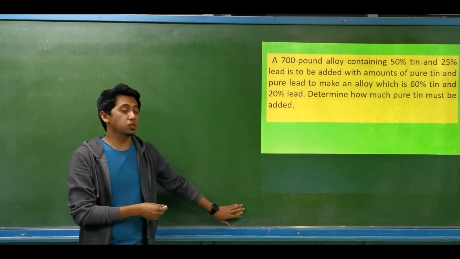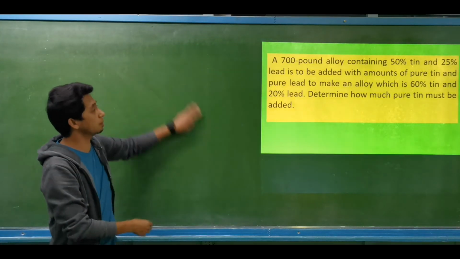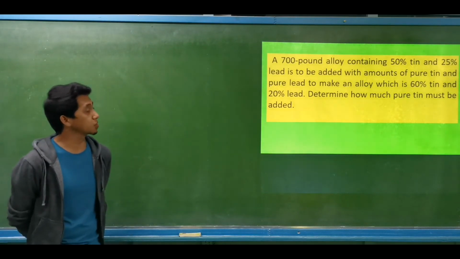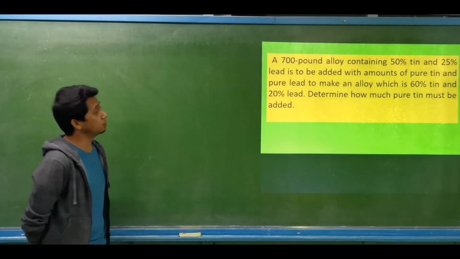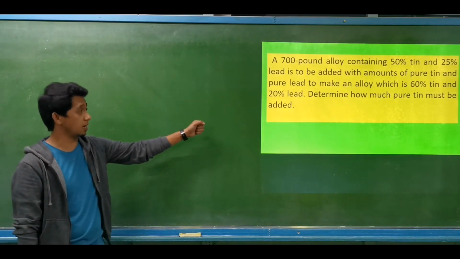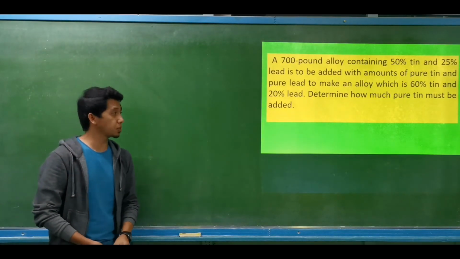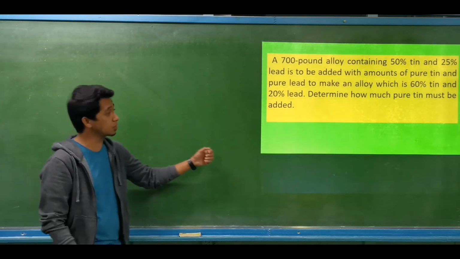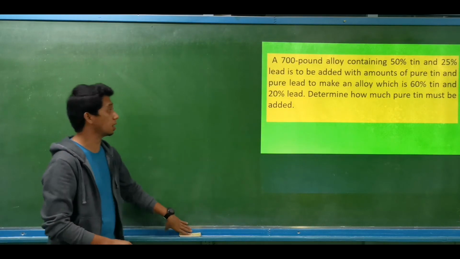And so let's have our second example. A 700-pound alloy containing 50% tin and 25% lead is to be added with amounts of pure tin and pure lead to make an alloy which is 60% tin and 20% lead. Determine how much pure tin must be added.